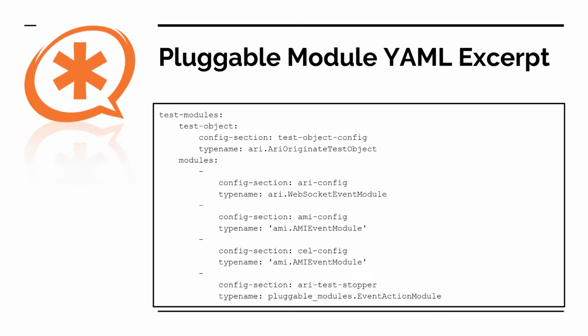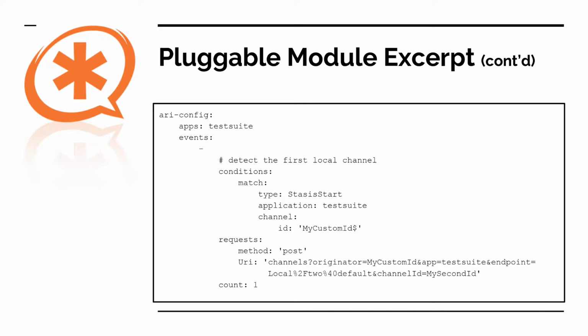It says match the stasis start condition where we have a particular channel ID, and then send a request into ARI to say, all right, now go ahead and originate this other channel. So in this way, not only am I just checking to make sure that certain events happen, but I can actually chain the next event that I want to issue into Asterisk on ARI to occur because of a particular event that was received.